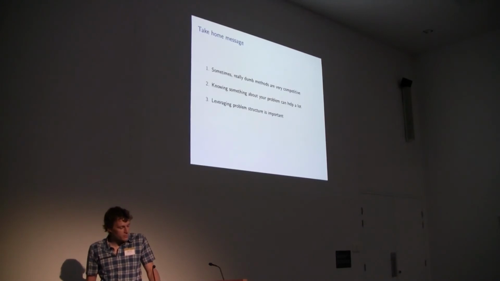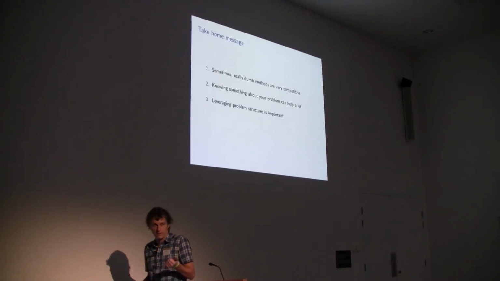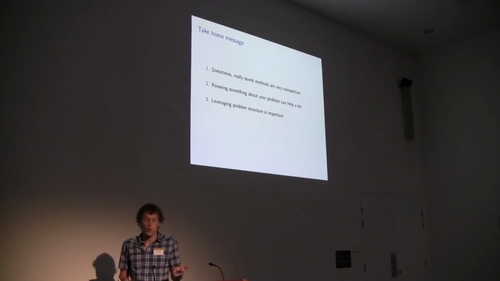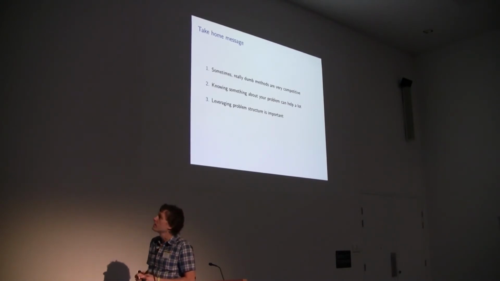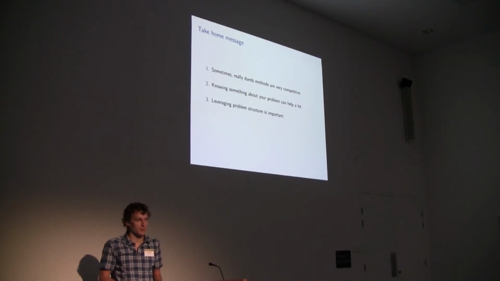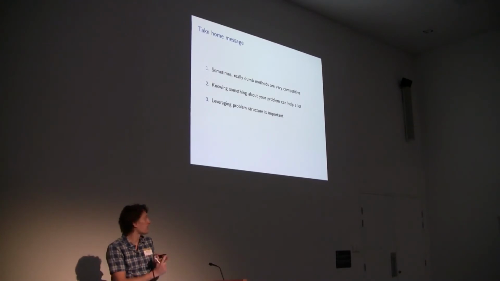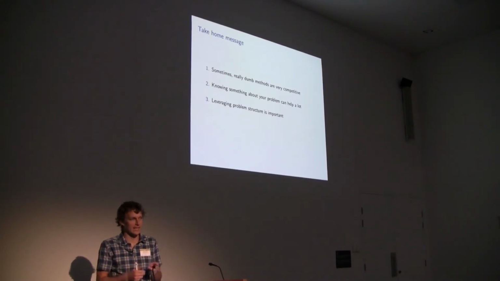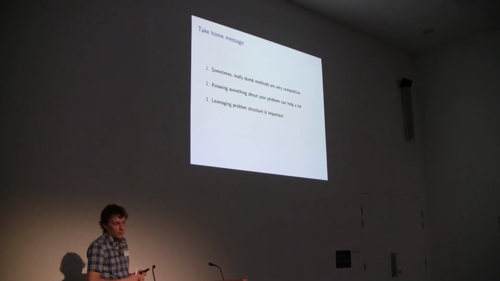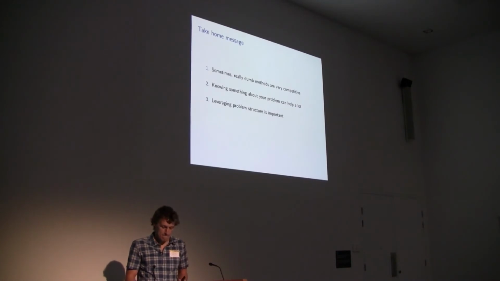Okay. So the take-homes from this part. One, sometimes really dumb methods are competitive. Stochastic subgradient methods, pretty solid. Two, knowing something about your problem can help a lot, and leveraging the problem structures that we have can be really important. And some of the structures that we talked about were stochastic structures, finite sums, and sparse data or problem geometry. And nailing that down can be really useful. All right, so this is the end of part 1.